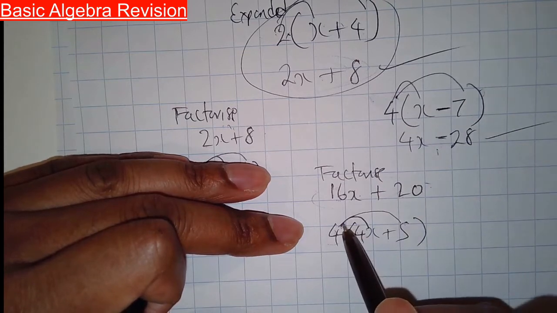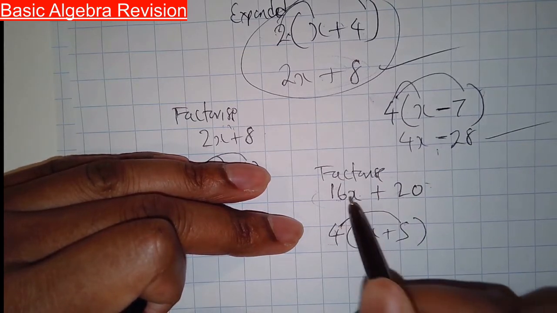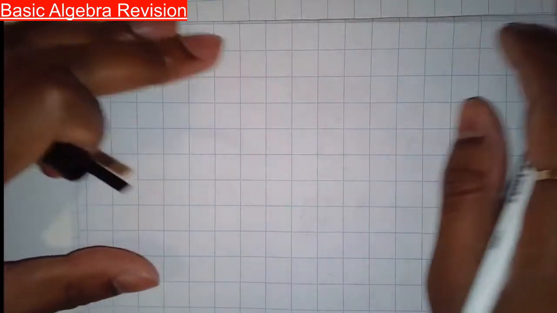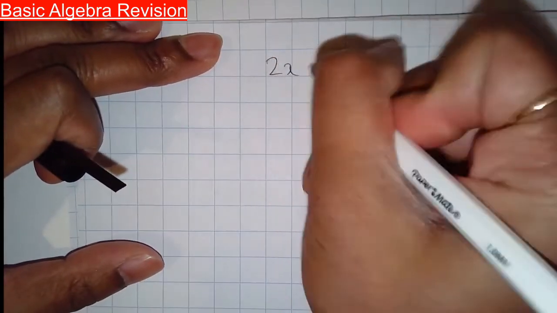And then you can check by expanding the brackets. 4 times 4x is 16x. 4 times 5 is 20. Right, now I'm going to show you how to simplify expressions. Right, here's an example of an expression.